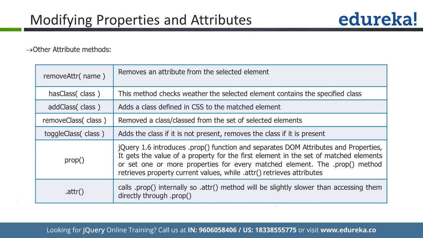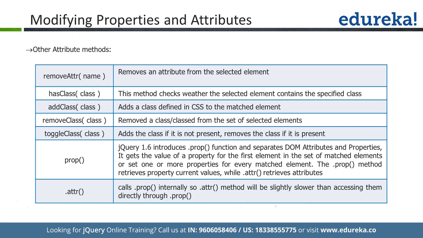Then there is the prop as well, which was introduced in jQuery 1.6, and the attr method internally calls prop. It gets the value of a property for the first element in a set of matched elements. So this is what we were observing, that it was getting the first element in a set of matched elements, or sets one or more properties for every matched element. So this is where the behavior is coming from, because attr is internally calling prop. And it says very explicitly over here, it gets the value of a property for only the first element in a set of matched elements, or sets one or more properties for every matched element. So that is significantly different.